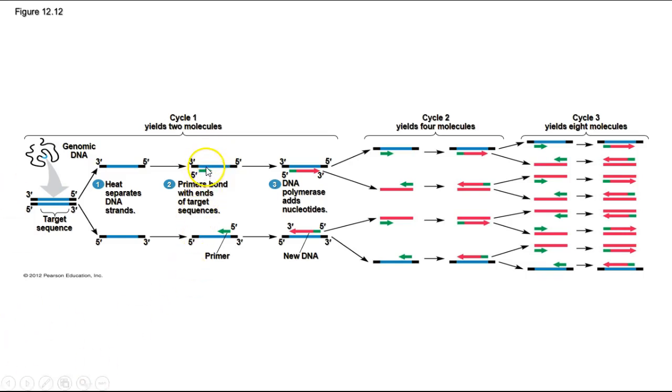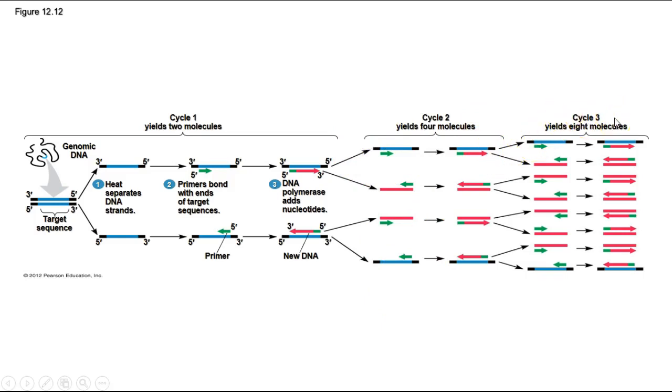Then we have to add the primers, and they bond with the ends of the target sequences we're looking at there. We also add DNA polymerase and nucleotides to the mix, and the DNA polymerase adds the nucleotides in the correct order, and that duplicates the molecule. So now, after one cycle, we started with one molecule, now we have 2. The same thing happens with the second cycle. Now we're going to start with two strands, and then we'll end up with 4. And then at the third cycle, we'll have 8.